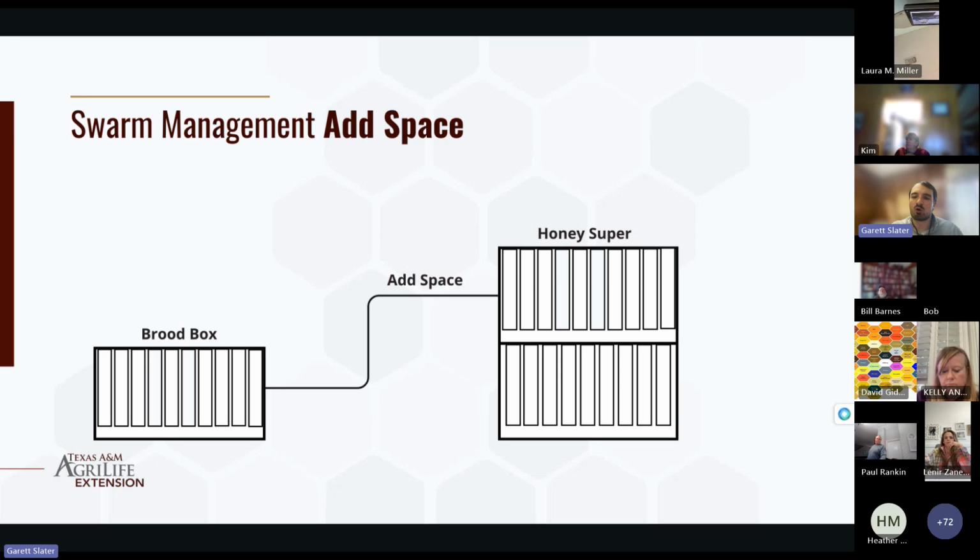But as we get into the swarm management section, we will talk more about different strategies to make sure your colony doesn't swarm. Because if it does swarm, you're taking basically away half the workforce, and that can make your colony weaker and more exposed to a lot of different things.